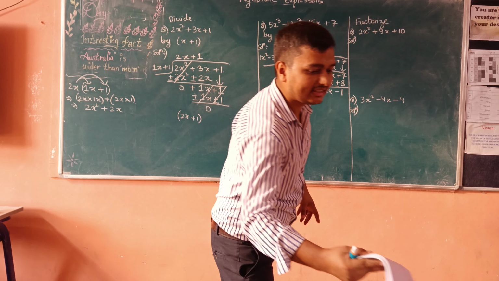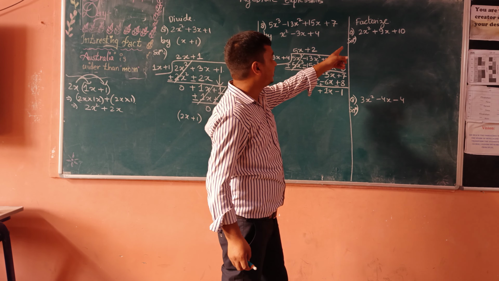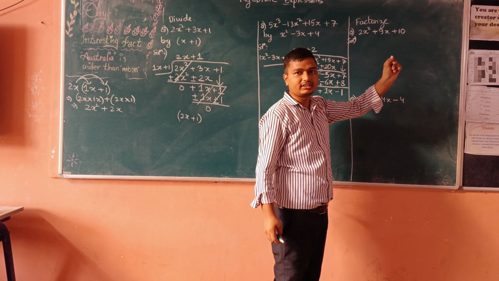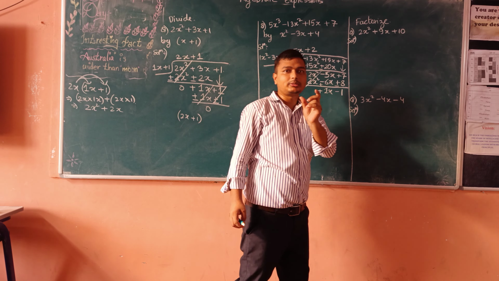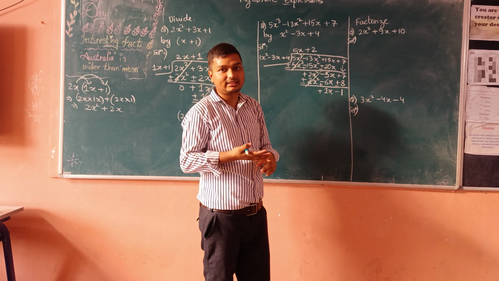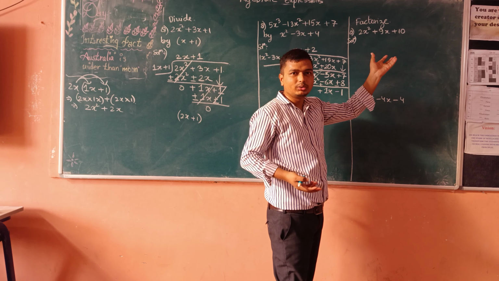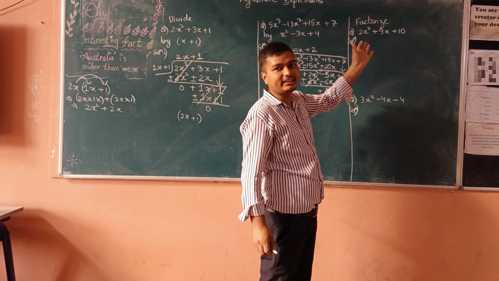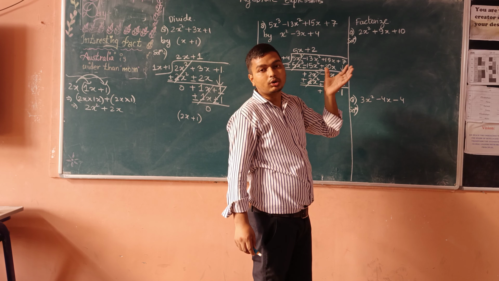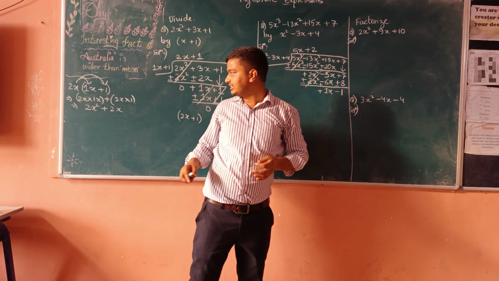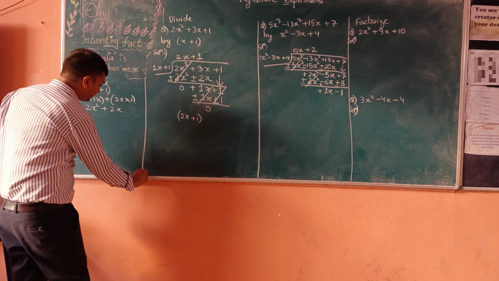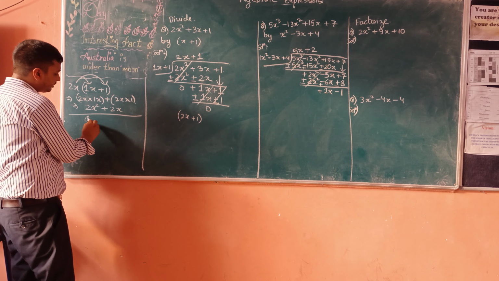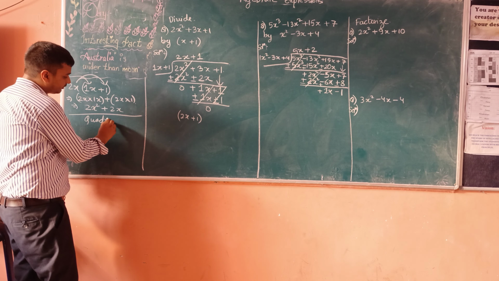Or else let me complete this, after that I will explain. Now next is to factorize 2x square plus 9x plus 10. How to factorize? This is the concept that is explained in class 10, class 9, and even in higher classes it is required. It is known as a quadratic equation. Whichever is written in this form, this type of equation is known as quadratic.